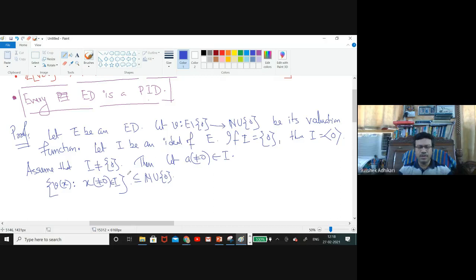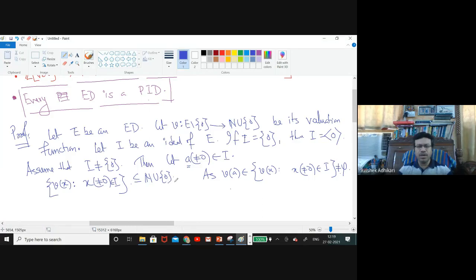How will you prove that this is a non-empty subset of this? Because already A is there. So A is a non-zero element. So of course V(A) belongs to this set {V(x) such that x not equal to 0, x belongs to I}. So this set is non-empty, and this is a non-empty subset of N union {0}.